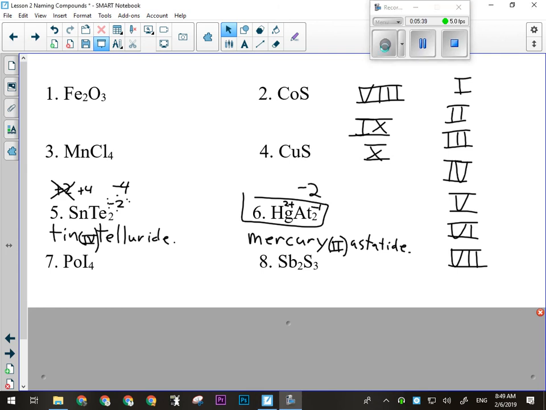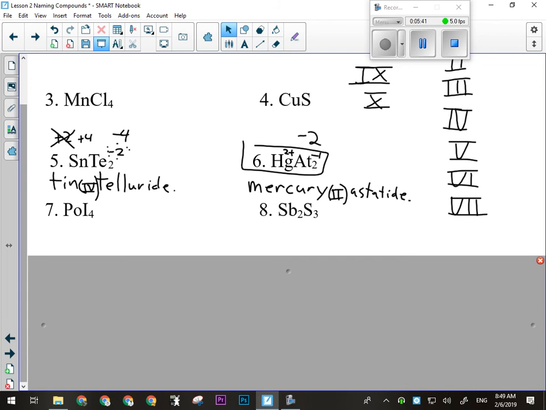All right, so for number 7, we have polonium. That's what Po is, so polonium.